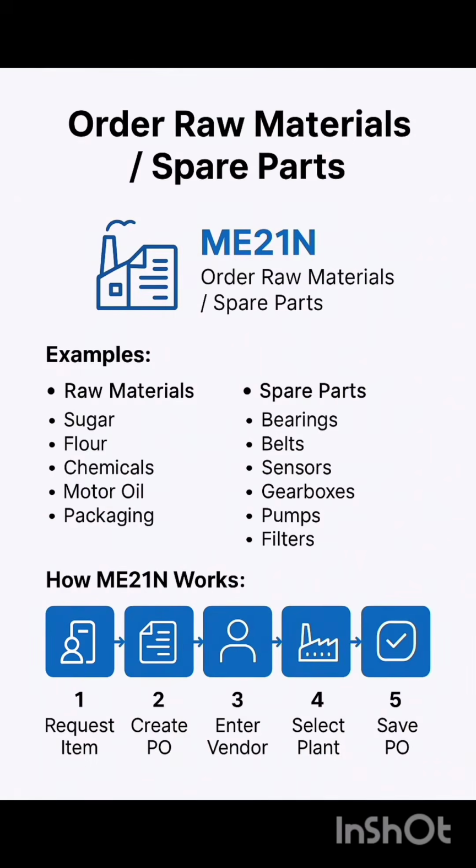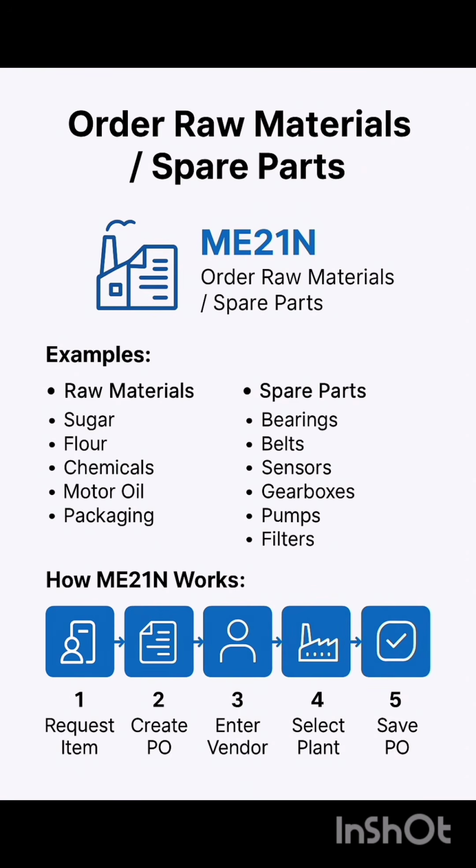One of the key uses of ME21 is order raw materials or spare parts. In examples, you can have different raw materials like sugar, flour, chemicals, motor oil, packaging. And in spare parts, you can have bearings, belts, sensors, gearboxes, pumps, and filters.